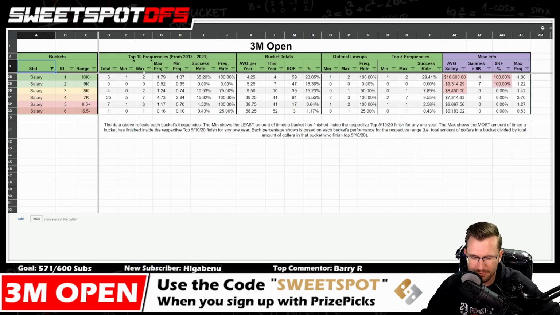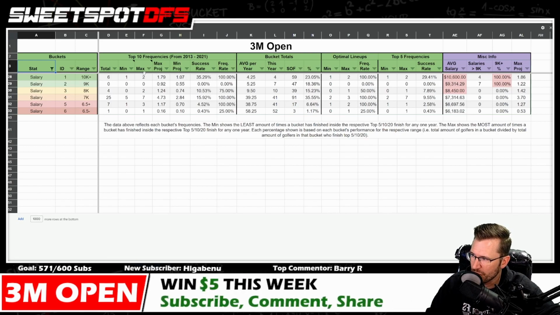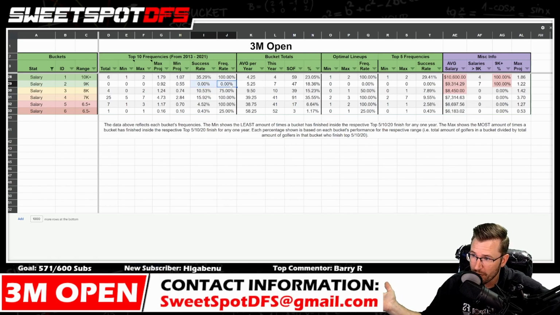So we kind of briefly went over this in the past optimal and GPP winning lineups. 9Ks, 0 have shown up inside the top 10 the last 4 years. So 0, 0 min max. There's a 0% success rate of having 9K golfers inside the top 10, meaning there's also a 0% frequency rate. 0 9K golfers were in the optimal lineup.